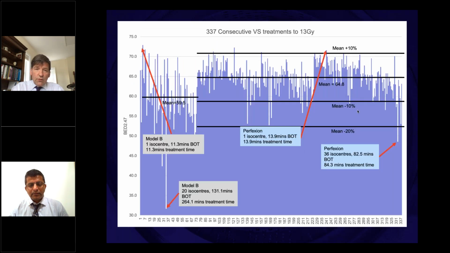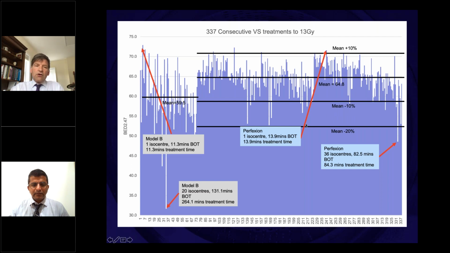But using Table 1, I was able to apply that to a spreadsheet of cases that I had for vestibular schwannoma treatments. This chart took 10 minutes to produce. It really was that simple. So this is over 300 patients treated with 13 gray. I had the prescription dose, I had the overall treatment time. I simply put the Table 1 formula into Excel, and this is what I was able to obtain.